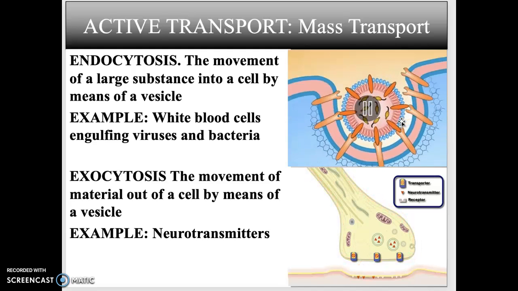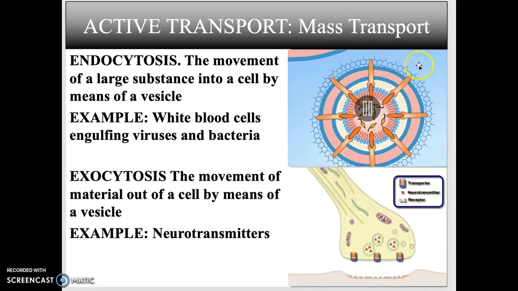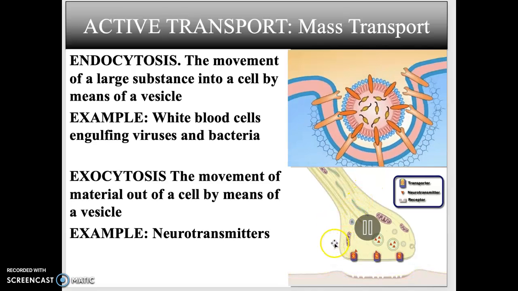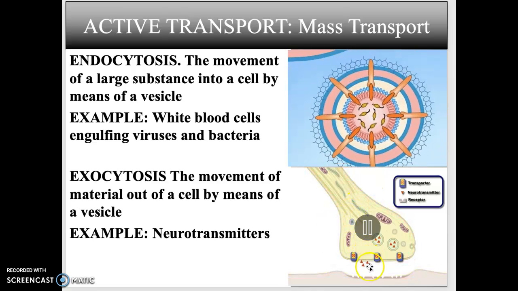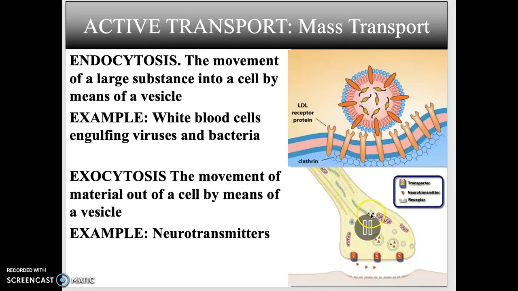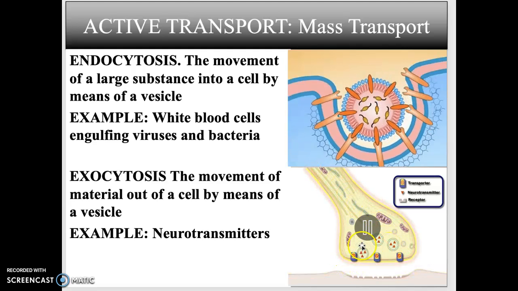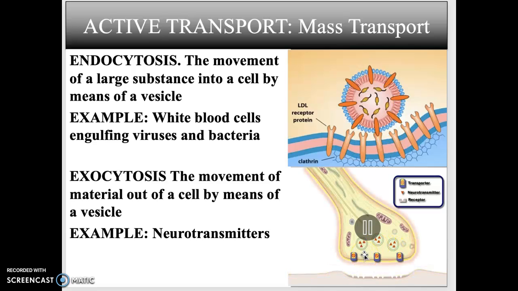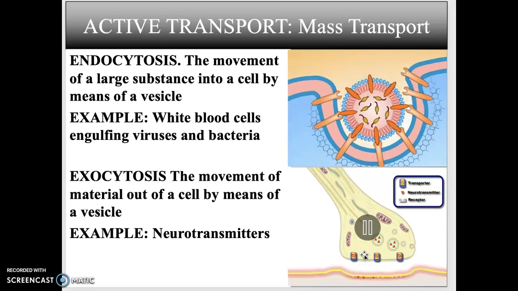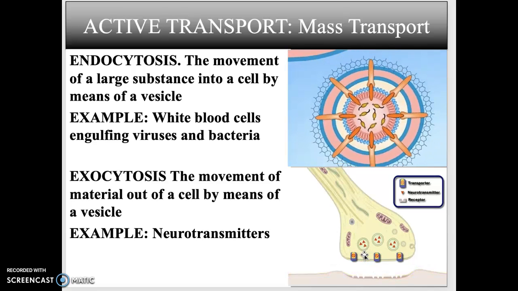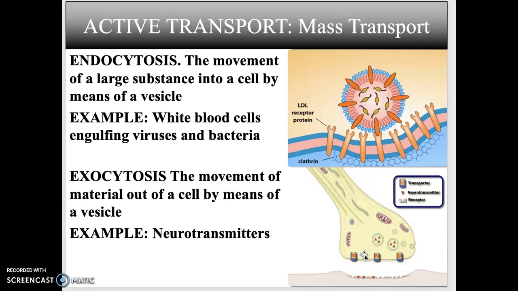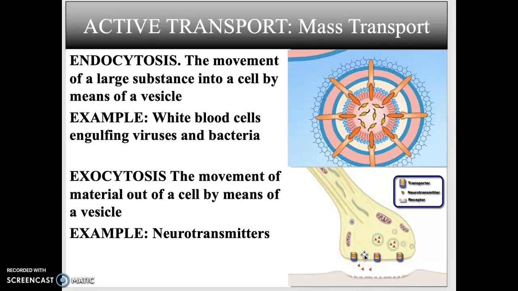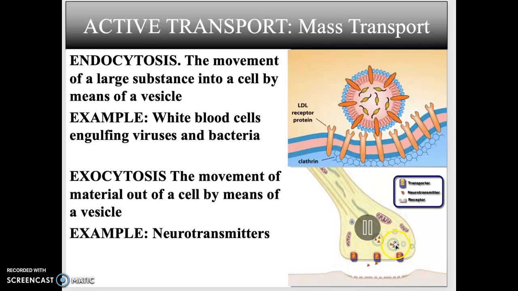That's endocytosis. In order for the cell membrane to move like that, we need ATP. The exact opposite would be exocytosis. If you look at exocytosis down here, this is the end of a neuron, and you can see these little vesicles. Instead of carrying proteins, these vesicles are carrying neurotransmitters. You may have heard of neurotransmitters before, things like dopamine or epinephrine or serotonin or melatonin. Those are all neurotransmitters, and they get passed from one cell to another by this process called exocytosis.